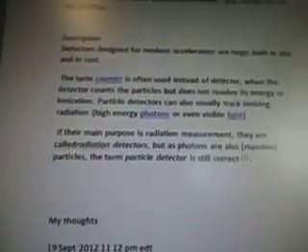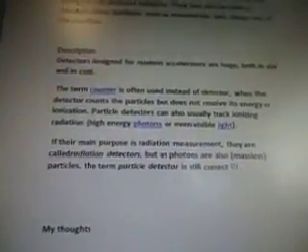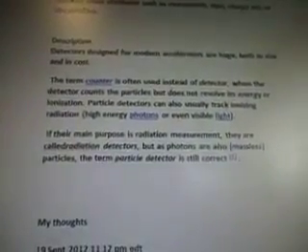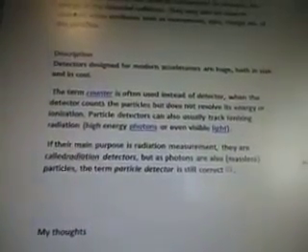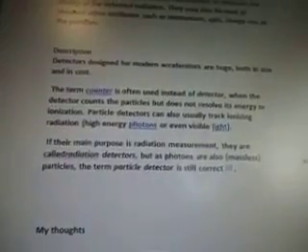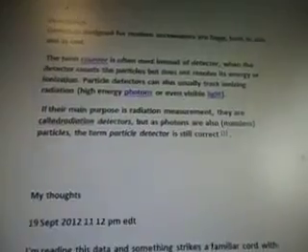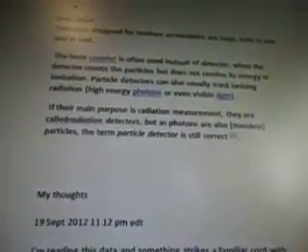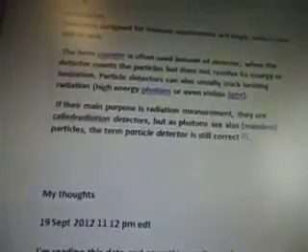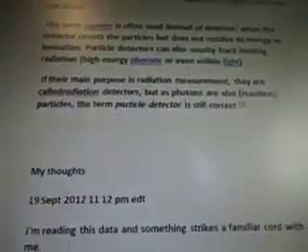The term counter is often used instead of detector when the detector counts the particles, but does not resolve its energy or ionization. Particle detectors can also track ionizing radiation, high-energy photons, or even visible light. If their main purpose is radiation measurement, they are called radiation detectors. But as photons are also massless particles, the term particle detector is still correct.